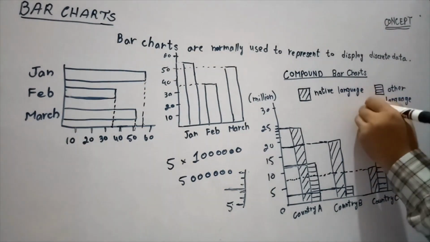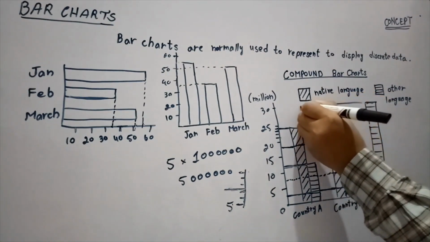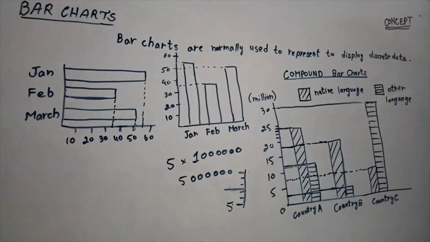And there are approximately 30 million people who used to speak a language other than their native language. So compound bar charts are used to compare things. Now we will see some of its questions.